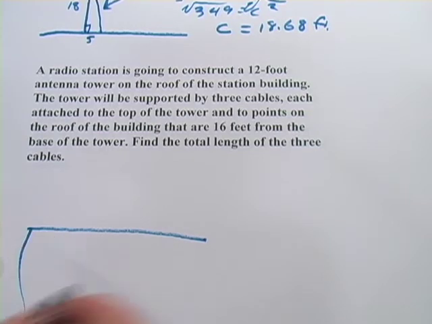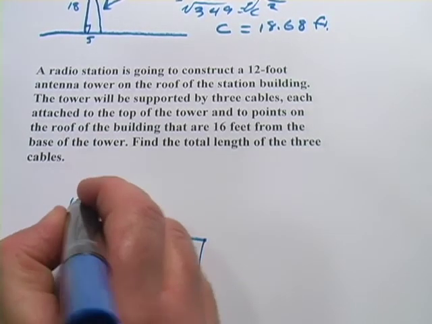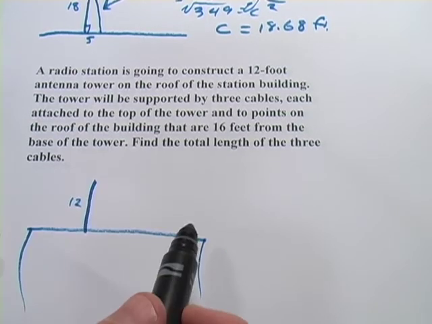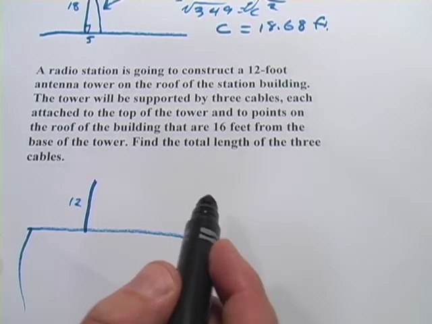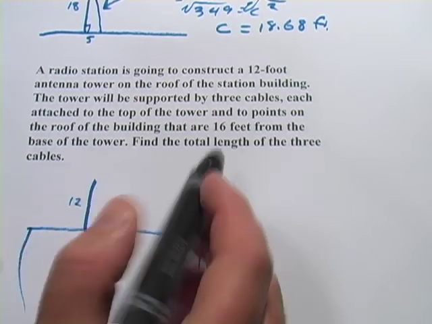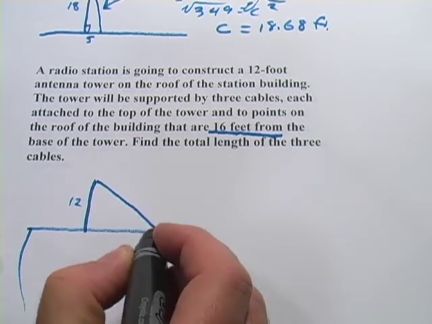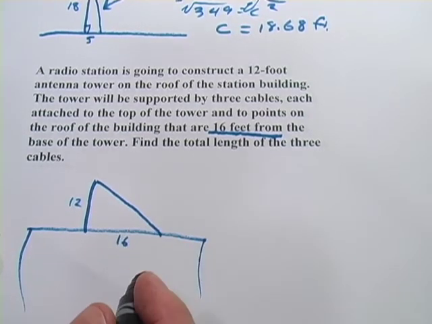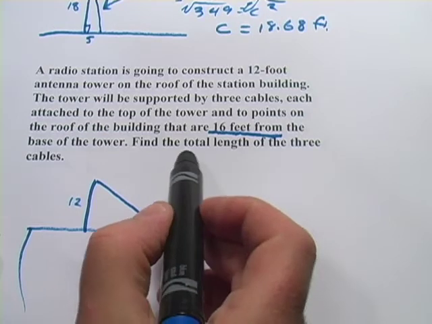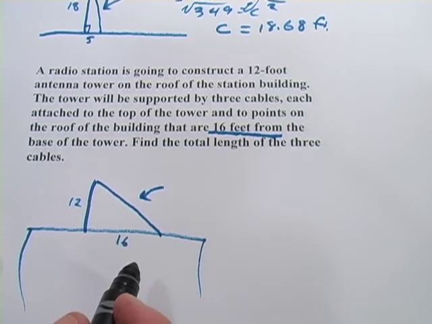Let's say this is the roof of the building here, and we've got a 12-foot high tower. So there's 12. And I'm just going to draw one of these cables. They might be on all different sides. There's going to be 3 of them. And they attach to the roof 16 feet from the base of the tower. So something like that. And this length is going to be 16. What we want to find is the total length of the 3 cables. So let's just find this one, and then we'll multiply by 3.